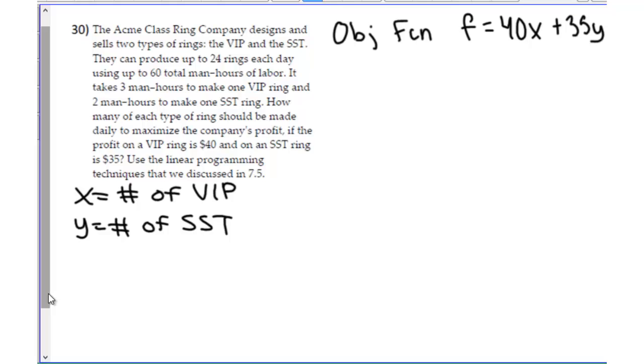They give us in the problem constraints, things that we have to work with. So they tell us that they can produce up to 24 rings each day, so that means less than or equal to 24 is one of our constraints, and that's basically on the number of rings. And then they tell us that they can use up to 60 total man hours, so that means we have to be less than or equal to 60, and this equation is talking about hours.